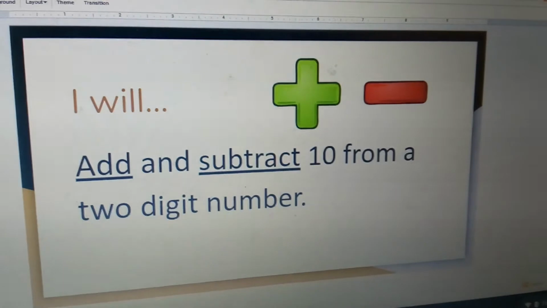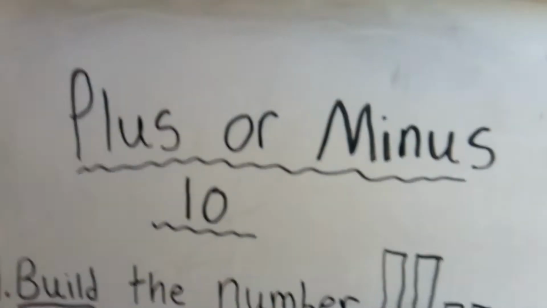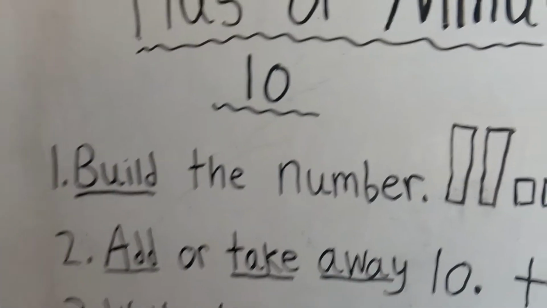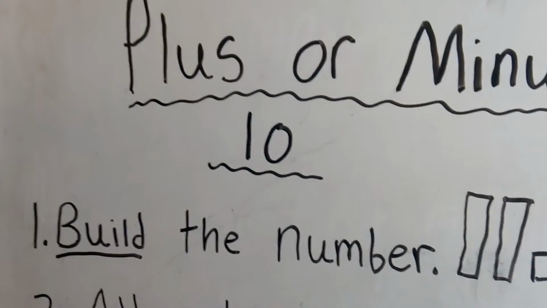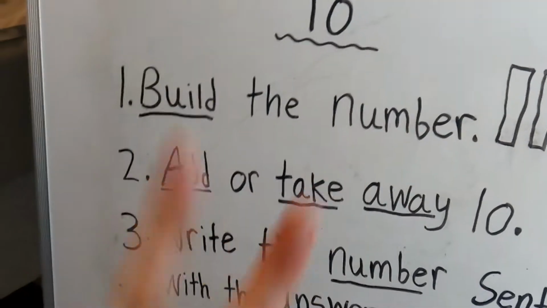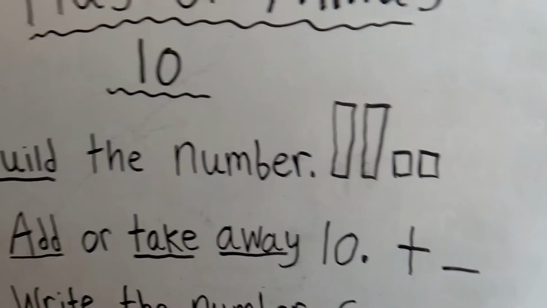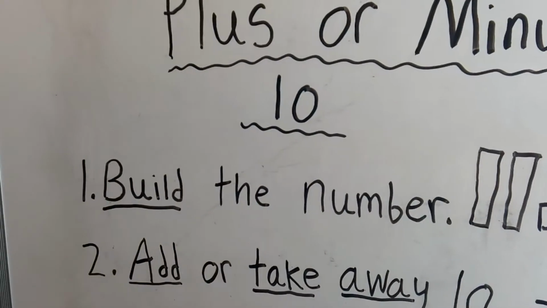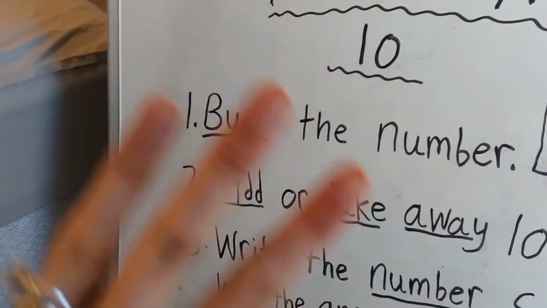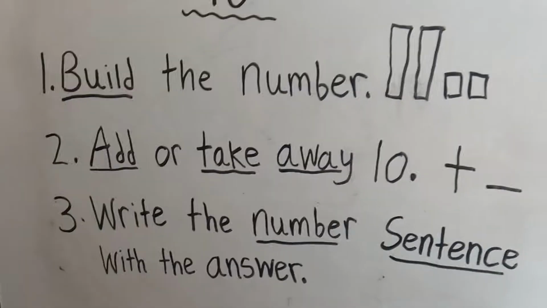And how we are going to do this is we are going to take part in an activity called plus or minus 10. Now, plus or minus 10 has 3 steps. So first step we need to do is we need to build the number that is given to us using our 10 sticks and our ones units. Step 2, we need to either add or take away 10, depending on what our instructions say. And last but not least, to show we understand our work, we're going to do step 3, and we need to write out the number sentence with the answer.